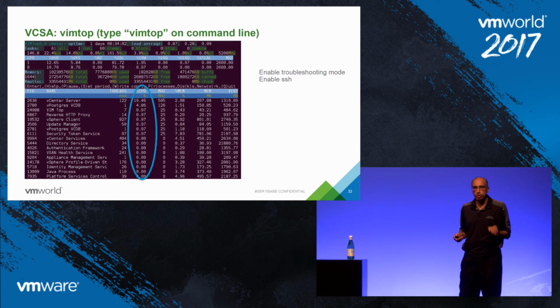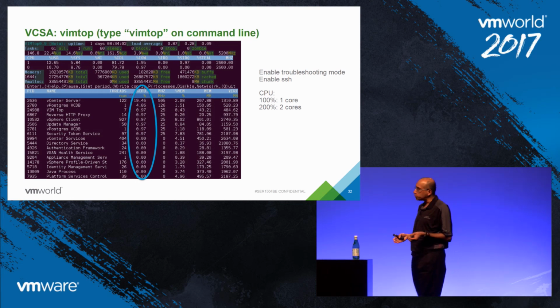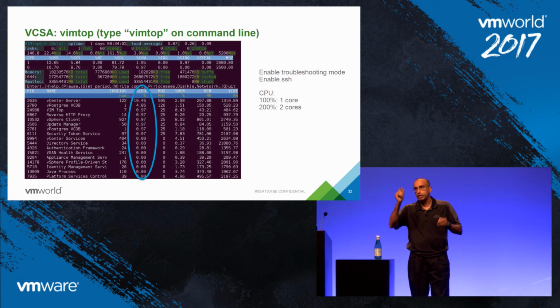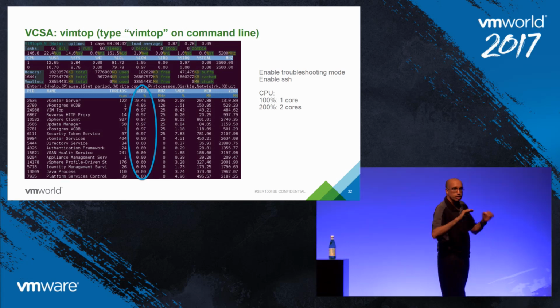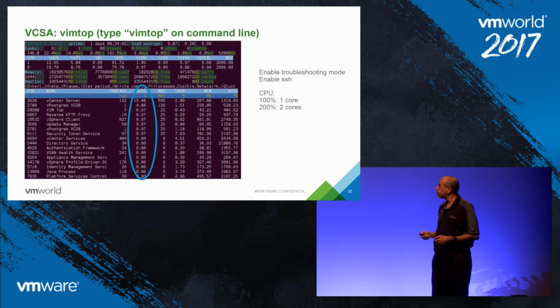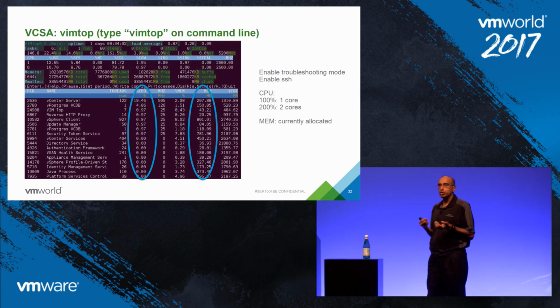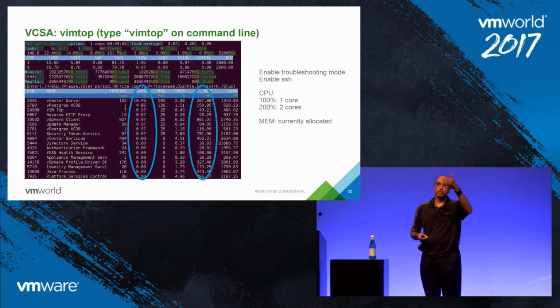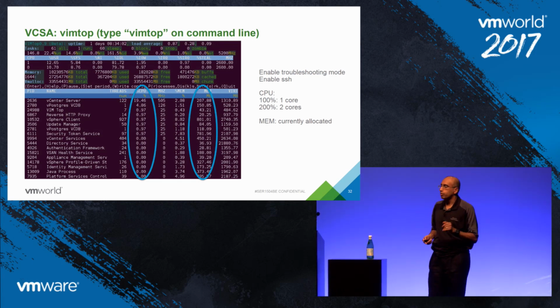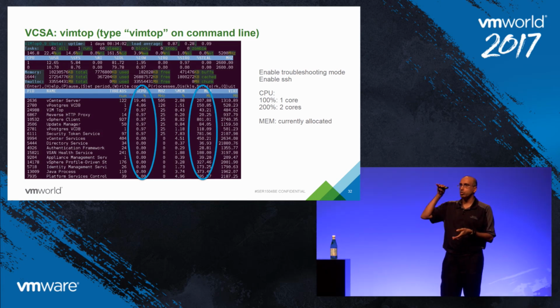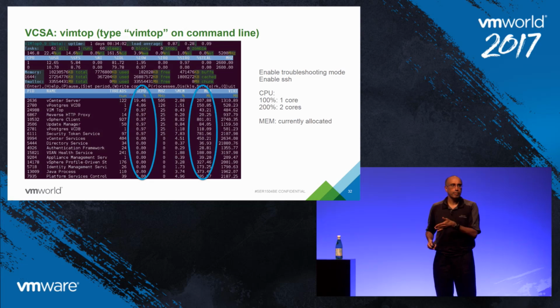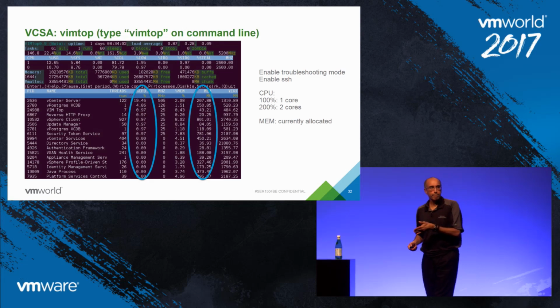It'll show you CPU usage, and in terms of CPU usage, when you see something at 100%, it means that it's taking 1 core. If you see something at 200%, it's taking 2 cores, etc. Okay? In terms of memory, it'll show you what's currently allocated, and so you can use that as you might use the similar counter from the task manager. Okay, so these are how you can look and see what's taking the most CPU or what's taking the most memory if you happen to be using the appliance. Okay?